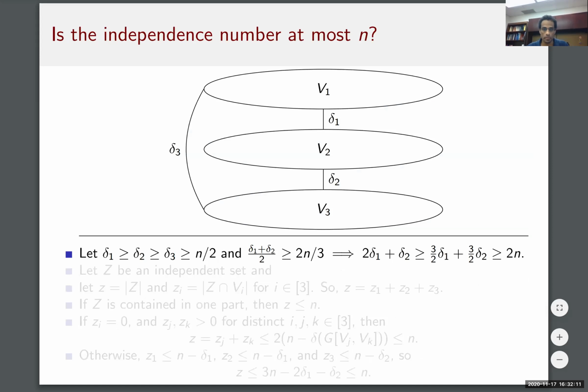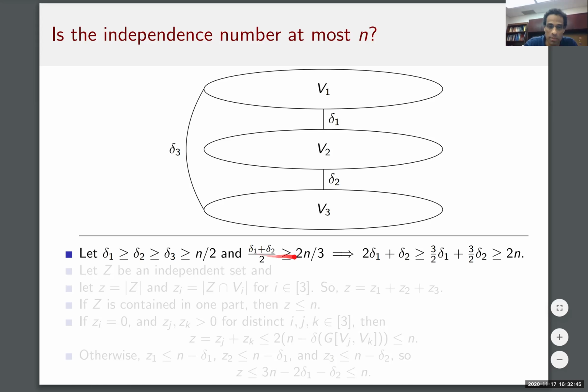So what's going on here? Okay, we have our minimum degree condition. The average of the largest two minimum degree conditions is at least 2n over 3. So what does that imply? If I look at 2 times the first one plus the second one, that's certainly bigger than 3/2 times the first one plus 3/2 times the second one, because the first one is bigger than or equal to the second one. So delta 1 is bigger than or equal to delta 2.